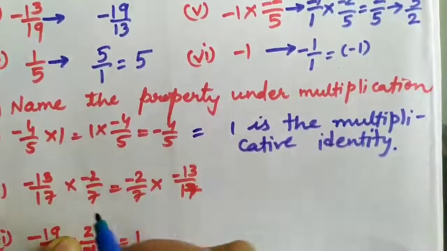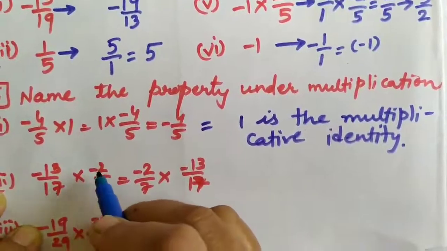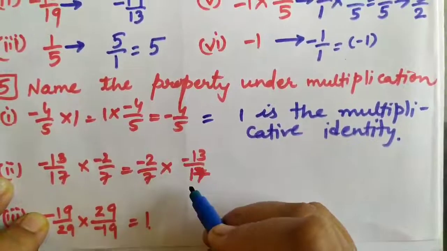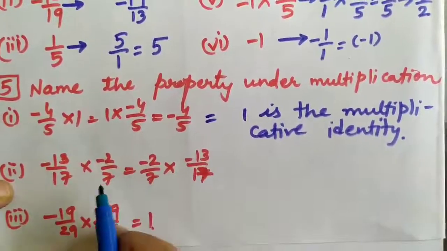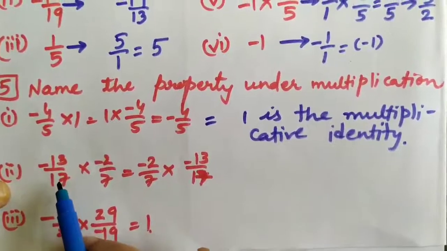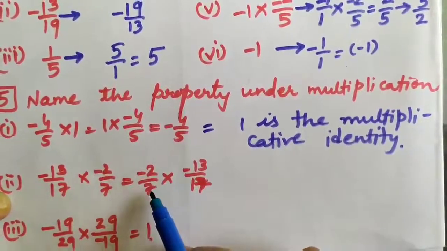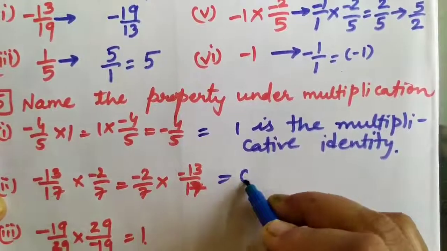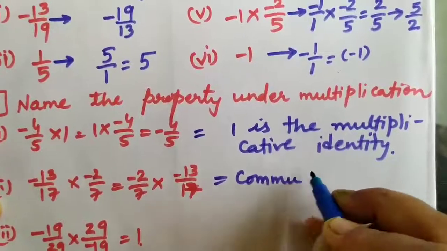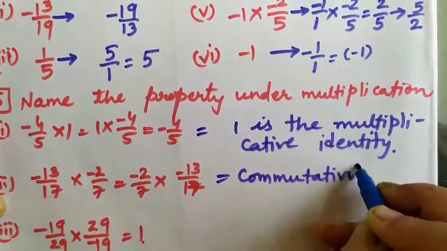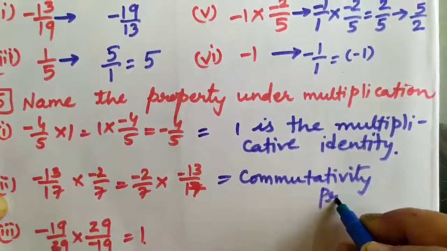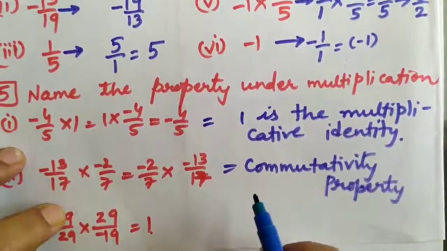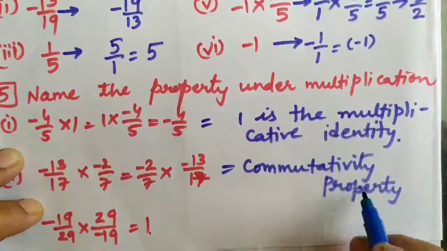Next question, minus 13 upon 17 into minus 2 upon 7 equal to minus 2 upon 7 into minus 13 upon 17. Here the numbers are interchanged. Here minus 13 upon 17 is first, here minus 2 upon 7 is first. So it is the commutative property. It is the commutativity property for multiplication.